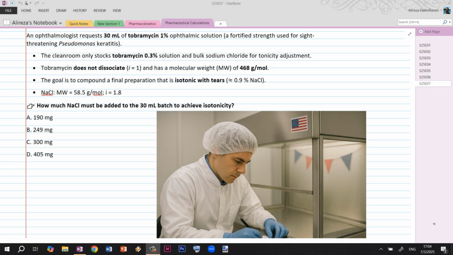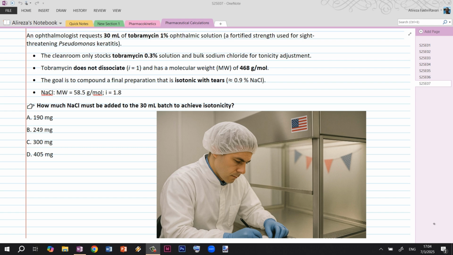Welcome back. Today's problem involves calculating E-value when considering isotonicity of solutions. Here's the problem. An ophthalmologist requests 30 ml of tobramycin 1% ophthalmic solution, which is a fortified strength used for sight-threatening Pseudomonas keratitis. The clean room only stocks tobramycin 0.3% solution and bulk sodium chloride for tonicity adjustment.